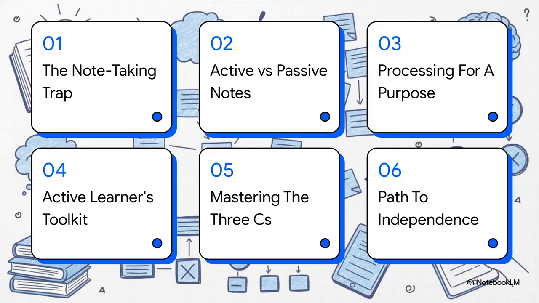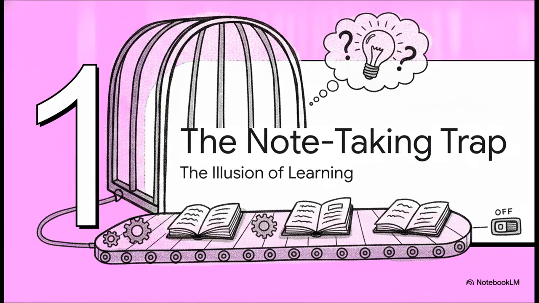So here's our roadmap for The Explainer. We're covering 6 main steps today: the note-taking trap, active versus passive notes, processing for a purpose, the active learner's toolkit, mastering the 3 C's, and finally, the path to independence. And by setting this clear purpose right out of the gate, we're actually modeling the exact active learning behavior we're about to dig into.